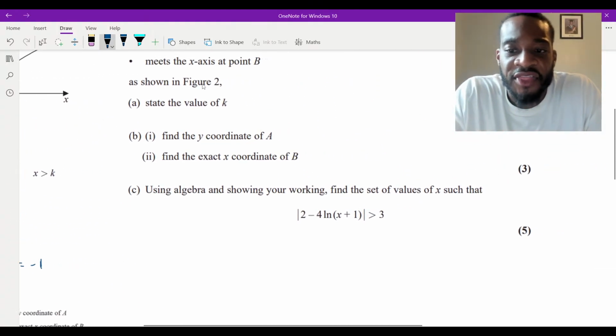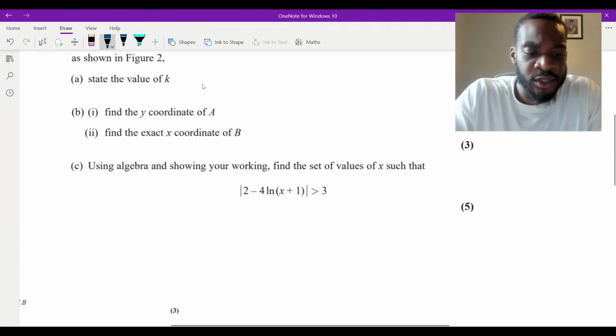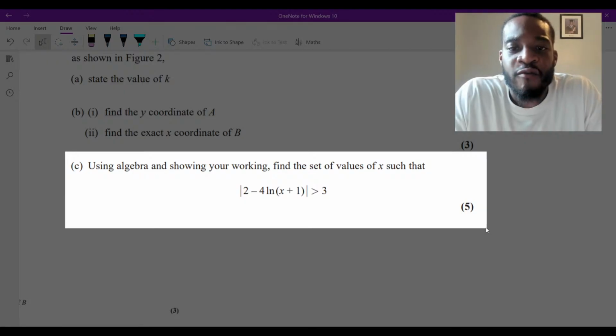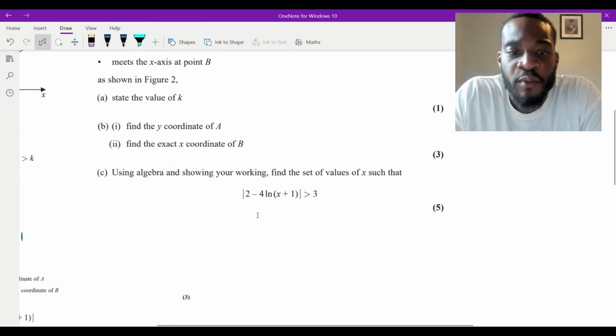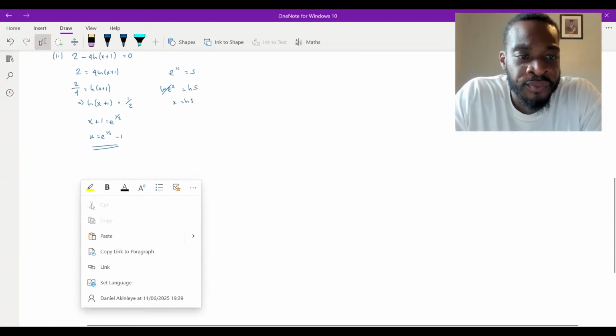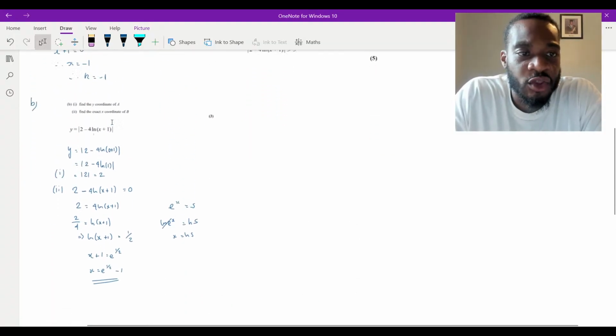So this part, I think these are the type of questions that can come up tomorrow. It says using algebra and showing your working, find the set of values of x such that the modulus of 2 minus 4 ln of x plus 1 is greater than 3. And this is a 5 marker. So what I'm going to do is get this question again, and I'm going to get the graph again.